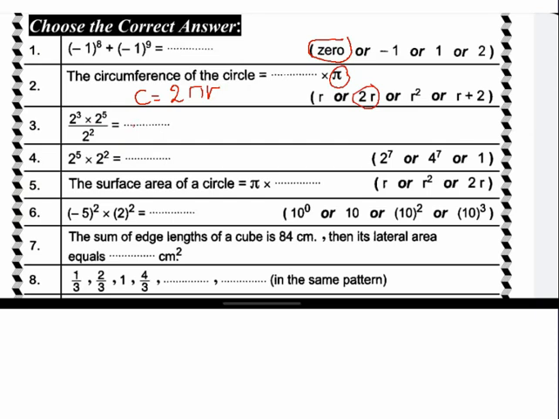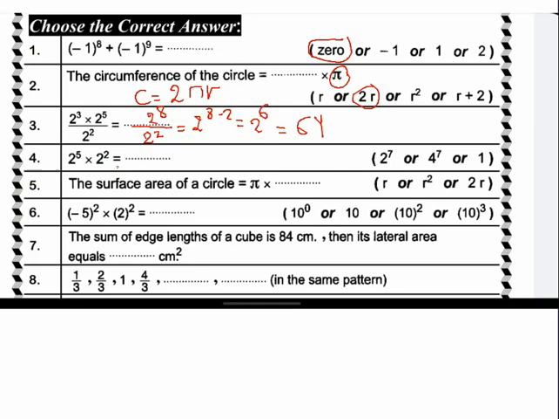Here we have 2 power 3 times 2 power 5. We have the same bases. Take one only, and 3 plus 5 is 8. And down put 2 to the power 2. Now we divide them. We have like bases: 2, and 8 minus 2. It will be 6, 2 power 6. It will be 64.